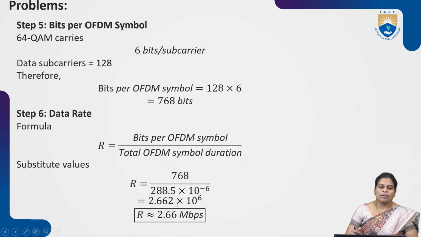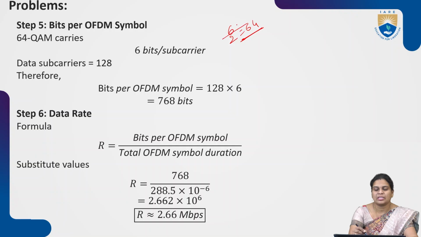Bits per symbol, by using 64 QAM carriers: how many symbols are there? 2 power 6 equal to 64. So 6 bits per subcarrier. Data subcarriers are 128. Bits per OFDM symbol equal to 128 into 6, that is 768 bits. Total number of subcarriers is 128, and bits per subcarrier is 6, so 128 into 6 equal to 768 bits.